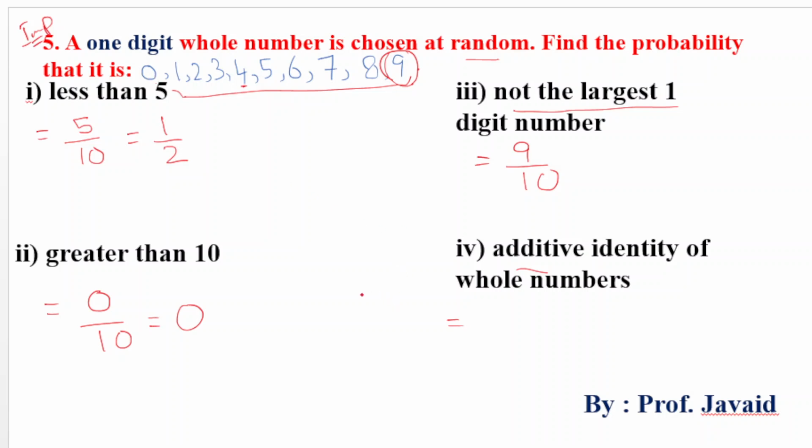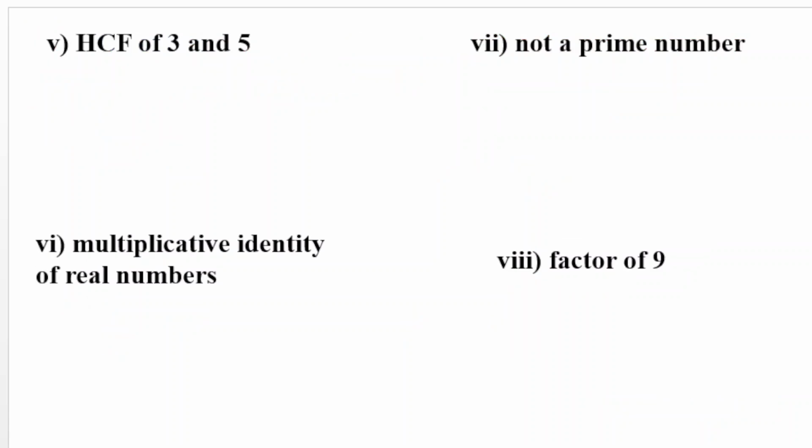So the probability of that additive identity will be 1 by 10, because there is only one number. Okay, so I hope you understand this question until that part. So let's move toward the other parts. I will explain one by one, then I will solve.